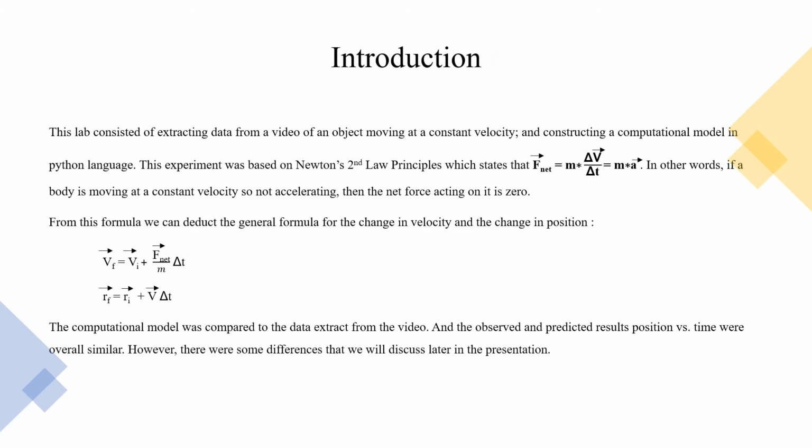This experiment was based on Newton's second law, which states that the net force acting on an object is proportional to the mass of that object times the acceleration. In other words, if a body is moving at a constant velocity, so not accelerating, the net force acting on it is zero. From this formula, we deduced the change in velocity and the change in position.